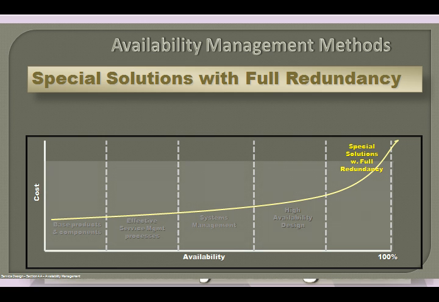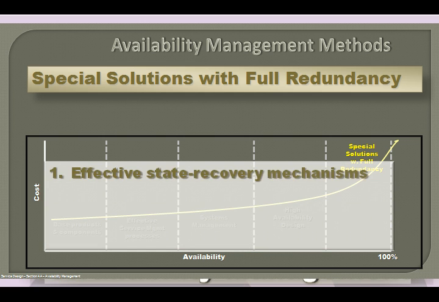Measures include: 1. Effective state recovery mechanisms. If a component fails, the system has to recover whatever state that component held before it can process new requests that need that state. 2. Careful tier design can help isolate faults. For example, a business component can fail without affecting the availability of the web front end until the front end needs to use that component.